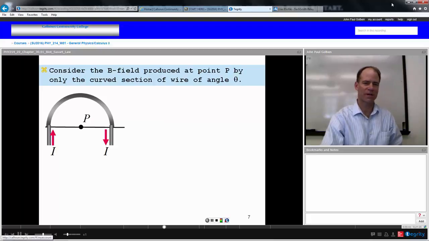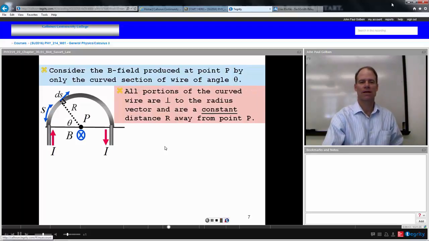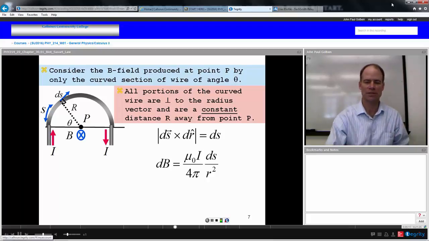What about a curved segment? Well, let's apply the Biot-Savart law to that. We're going to consider an arc of length s and an infinitesimal piece of that arc, ds, as we go through a curved segment of radius r. The infinitesimal amount of field that we have due to each ds on this is going to be equal to mu naught I over 4 pi ds over r squared. The magnitude of ds crossed with the unit vector to that point P is going to be equal to ds times 1 times the sine of 90 degrees, which is going to be ds.